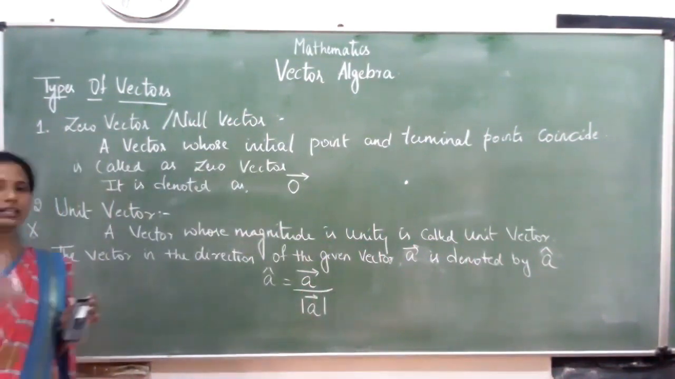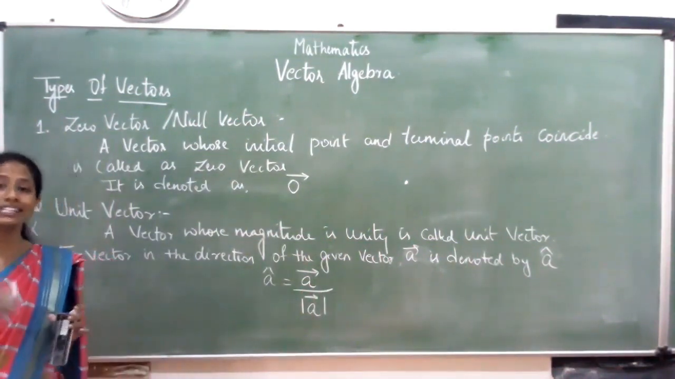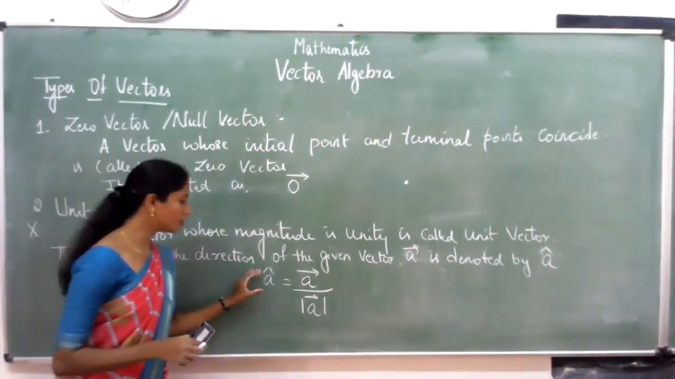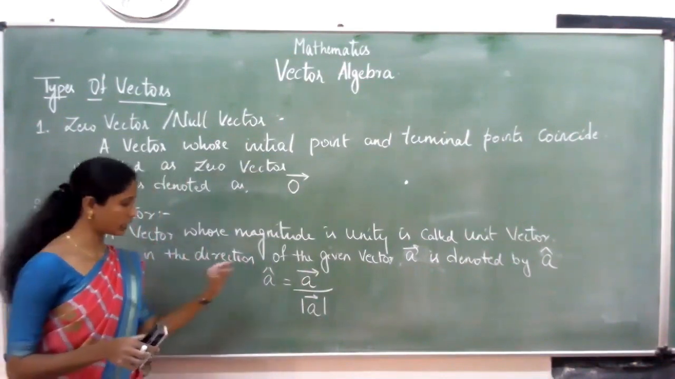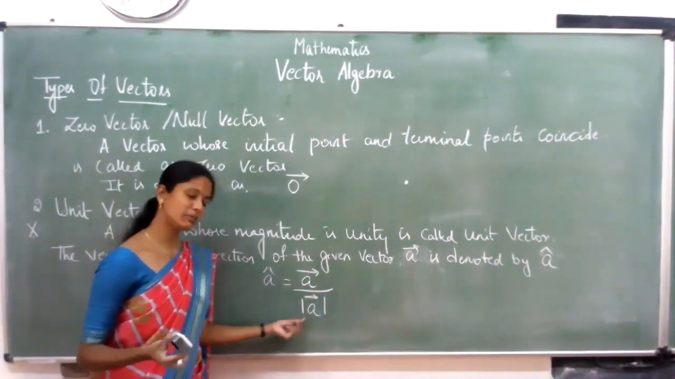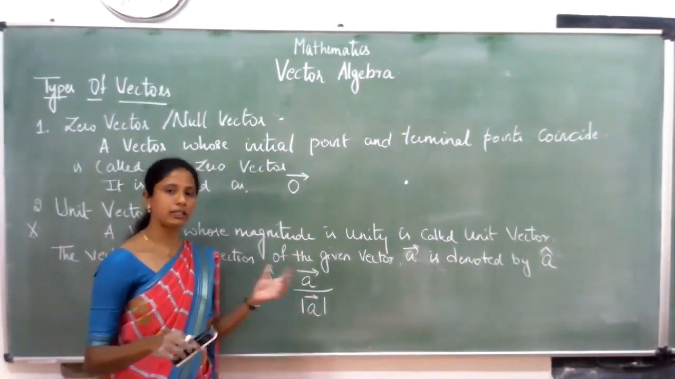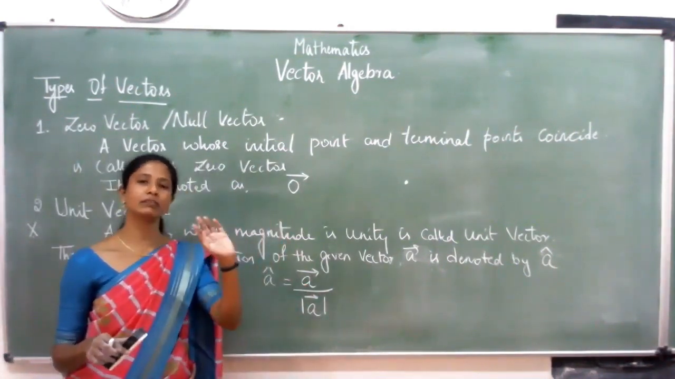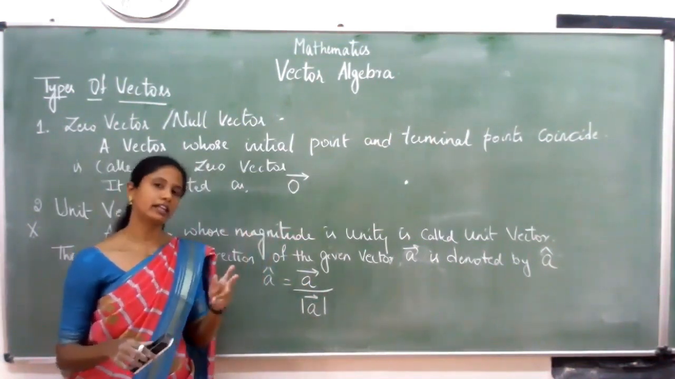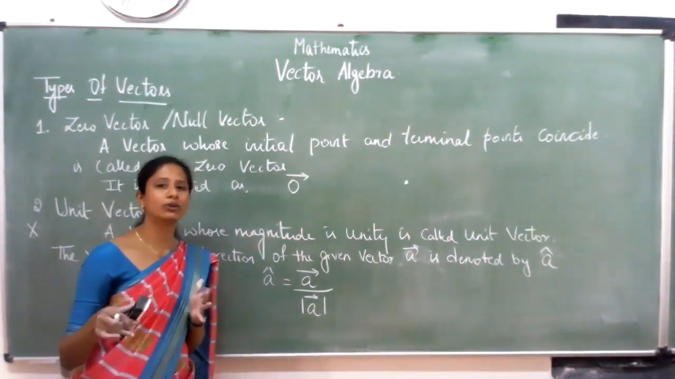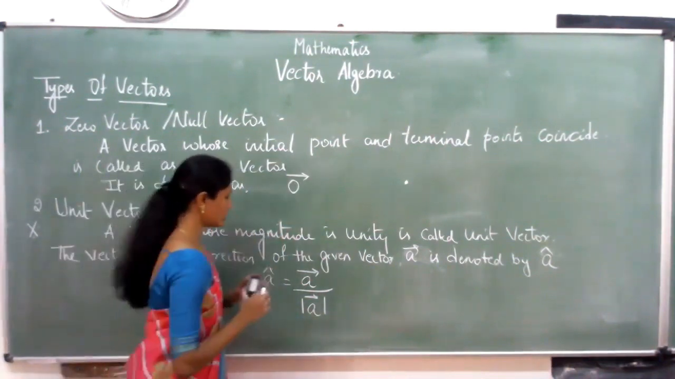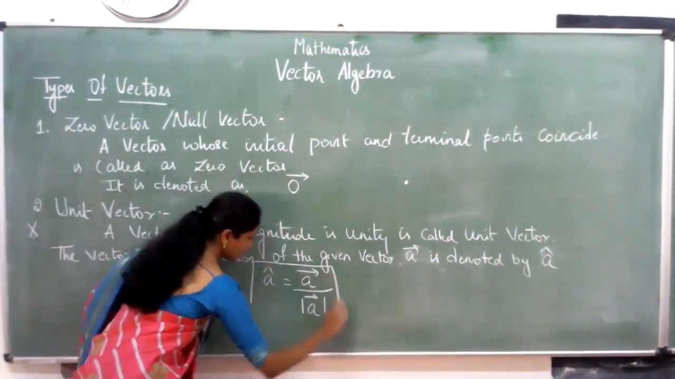So unit vector is a vector whose magnitude is unity. So how do we find that? If we need to find the unit vector of a given vector, we should write the vector in a given direction divided by the magnitude of the vector. Means the whole vector, where you have given magnitude as well as direction. If that vector is divided by its magnitude, then we get a unit vector. So this definition you should remember.